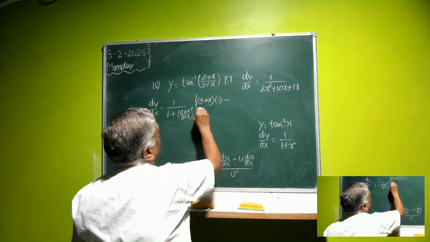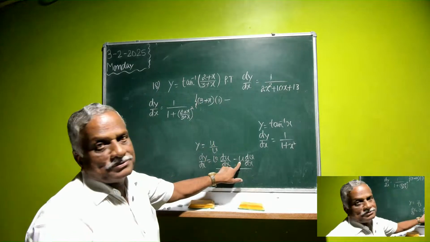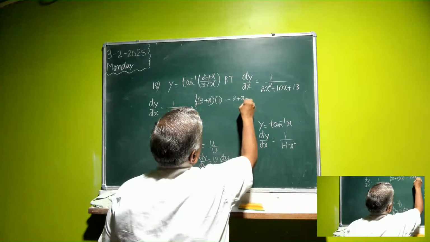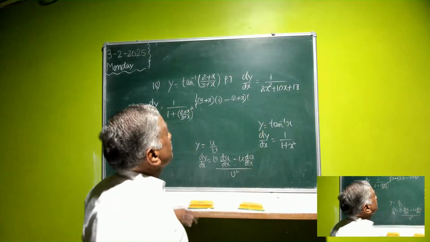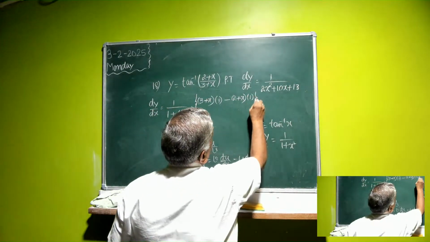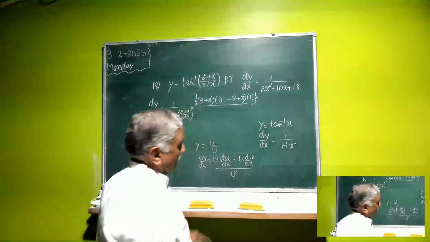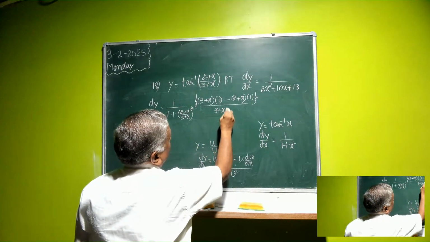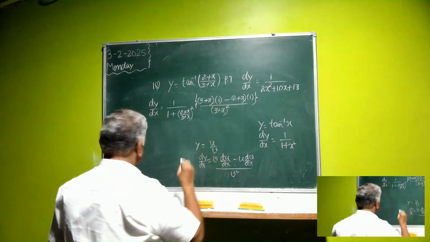First we open the bracket. Now I should keep the numerator as it is. That is 2 plus x as it is. I must differentiate 3 plus x: 3 is 0, x is 1. Divided by v square, that is 3 plus x whole square. So this completes the differentiation.